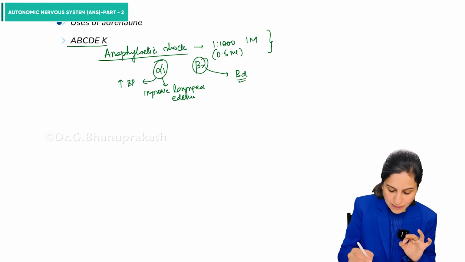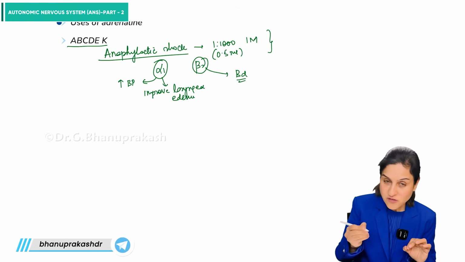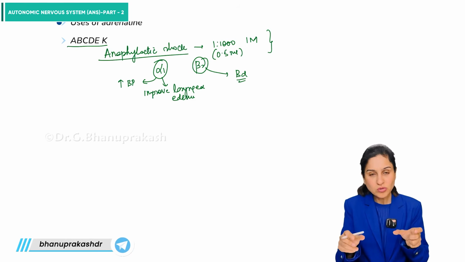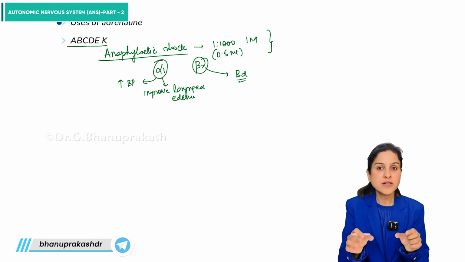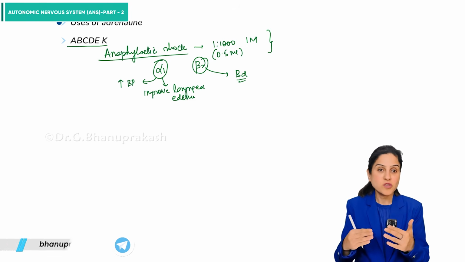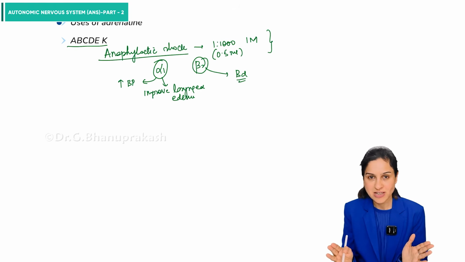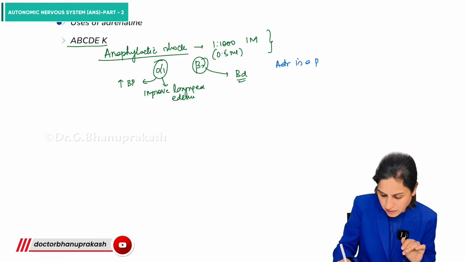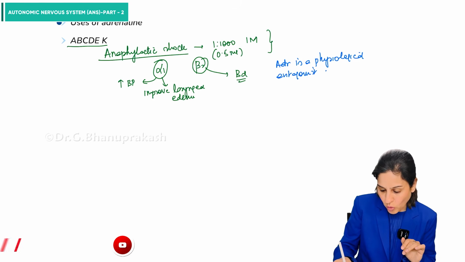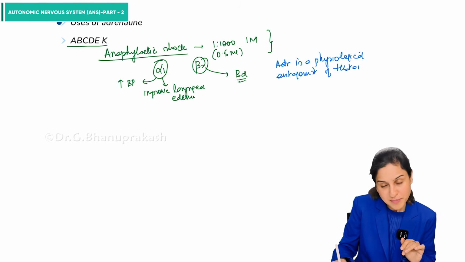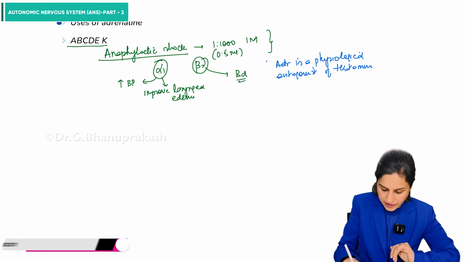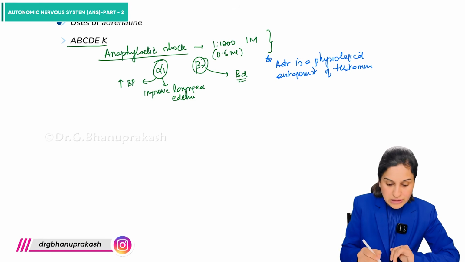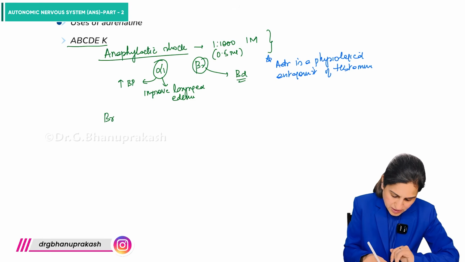So this special type of antagonism is called physiological antagonism, when the two drugs are working on different receptors, but they are producing the physiological response in the opposite direction. So we say that adrenaline is a physiological antagonist of histamine. Okay, very important.